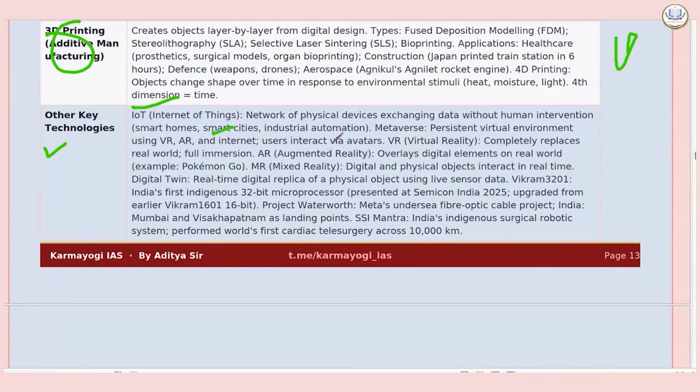We have VR, internet. VR is virtual reality, which completely replaces the real world with full immersion. AR is augmented reality. It overlays digital elements on the real world, like your Pokemon Go. And mixed reality is also there, where digital and physical objects interact in real time. We have India's indigenous 32-bit microprocessor presented at Semicon India. We have Project Waterworth, Meta's undersea fiber optic cable project, with India's Mumbai and Visakhapatnam as landing points. SSI Mantra, India's indigenous surgical robotic system, performed the world's first cardiac telesurgery across 10,000 kilometers.